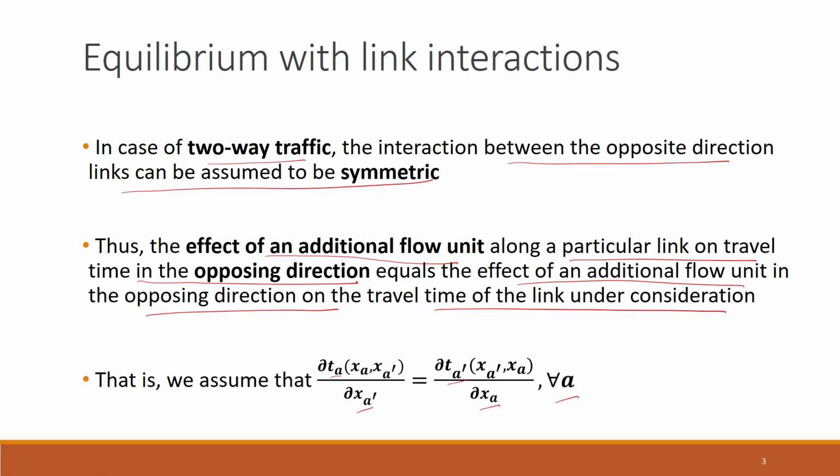Here we are taking the partial derivative of the travel time on link A with respect to the flow on link A dash. Link A dash is the link opposite to link A, and you can see that the travel time of link A is a function of the flow through link A and also the flow through link A dash. This is equal to the partial derivative of the travel time on link A dash, which is a function of the flow on link A dash and also the flow through the opposite link A, and we are taking the partial derivative with respect to the flow on link A.